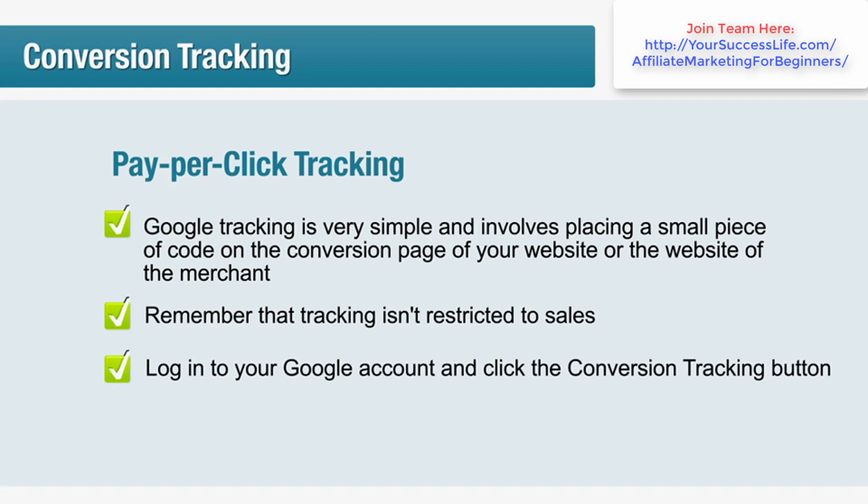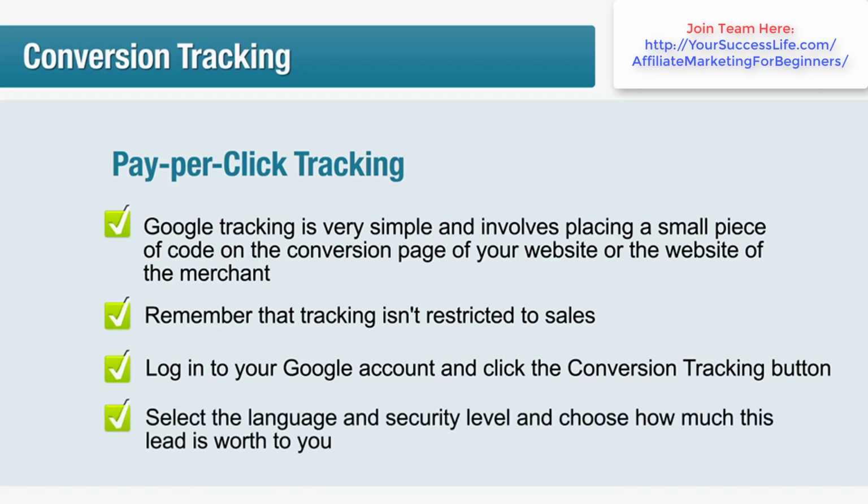Choose the conversion type you wish to track, which for most people following this lesson will be purchase or lead. Select the text format which best fits in with your website and choose the background color. This small piece of text will be visible to your customers, as Google believes people should be aware that their movements are being tracked. Next, select the language and security level and choose how much this lead is worth to you. That is, how much commission you earn on a sale. Grab the tracking code by copying it to your clipboard.